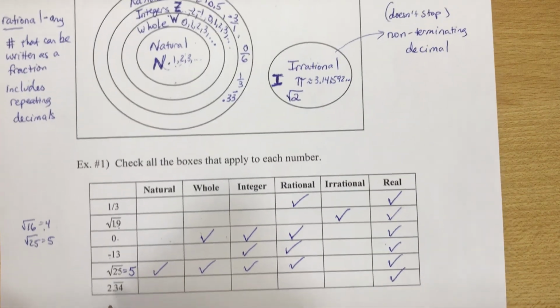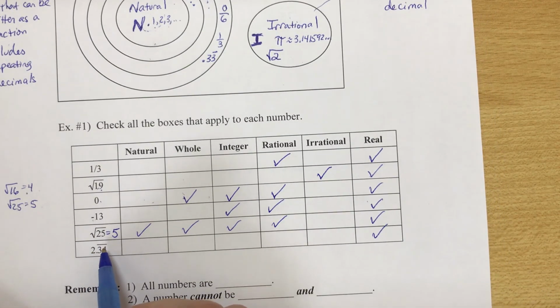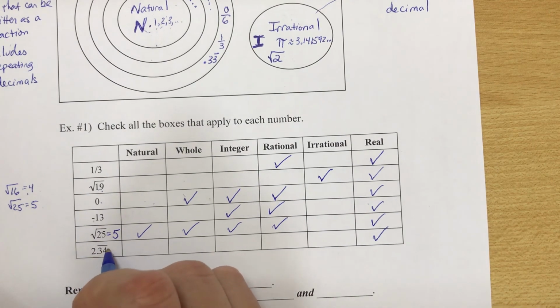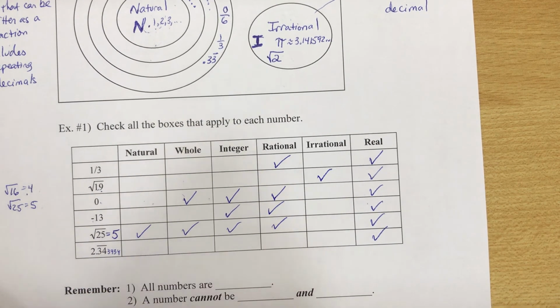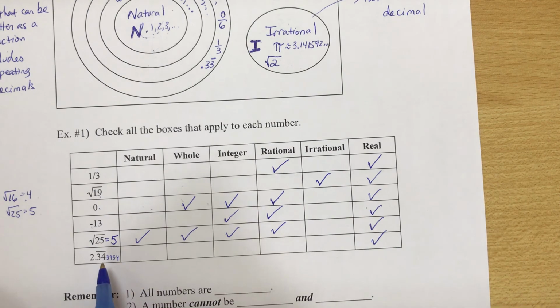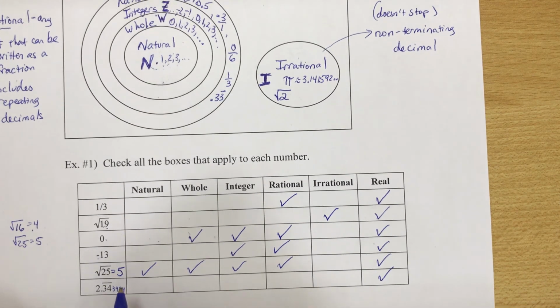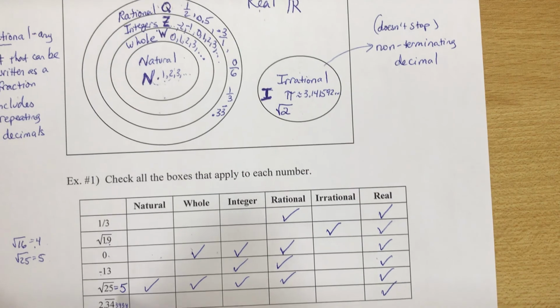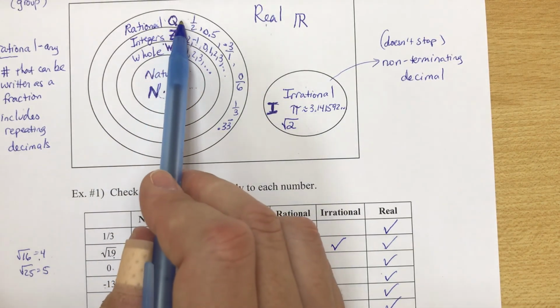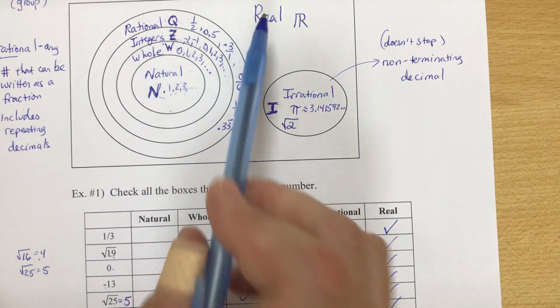And the last one is 2.34 with this bar. That means it repeats. So it's 2.34, 34, 34, and so on. That is a rational number. That can be written as a fraction. I'll show you that in a couple minutes. So that would be rational, a repeating decimal, and real.